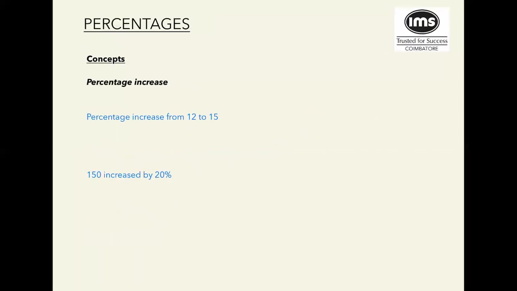Now let's look at percentage increase of a value and percentage decrease and see how we can calculate. Now let's say we want to calculate what is the percentage increase from 12 to 15. Let's say 12 students in a class has become 15 students. So if you want to find out what is the percentage increase, this is the initial value. This is the final value. It will always be the difference between final value and initial value, by initial value, into 100.